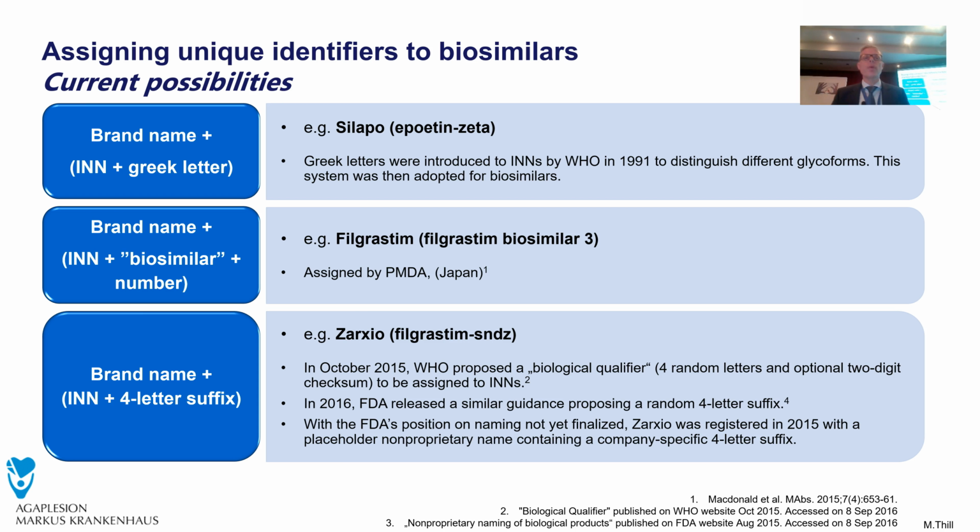There are different possibilities. One I figured out already: brand name plus INN plus the Greek letter, or brand name plus INN plus biosimilar and a number. For example, filgrastim, then you have filgrastim biosimilar number 3, number 4, and so on. And what the FDA recommended is the brand name and the INN, and then a 4-letter suffix. There's an example, sarxofilgrastim, SNDZ, and this comes from Sandoz, but SNDZ doesn't say it comes from Sandoz, so this is by accident, and there's a discussion going on.